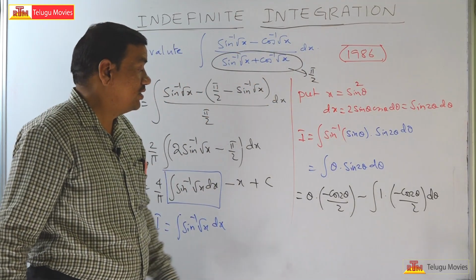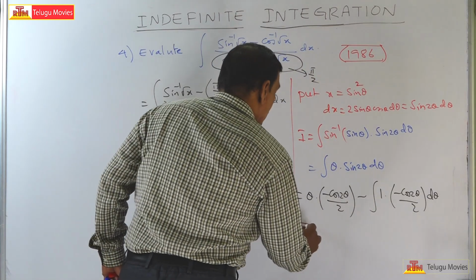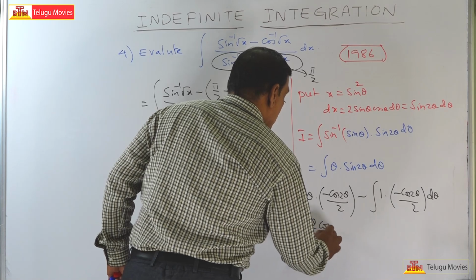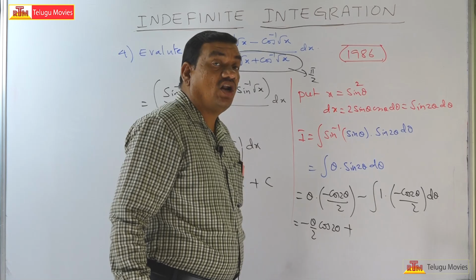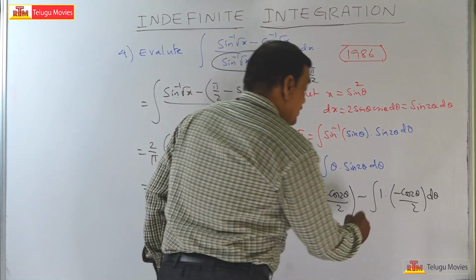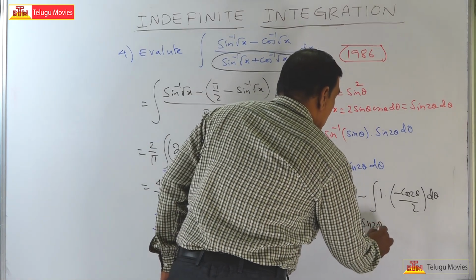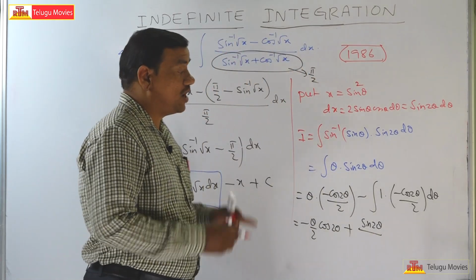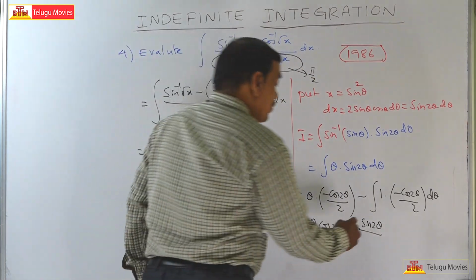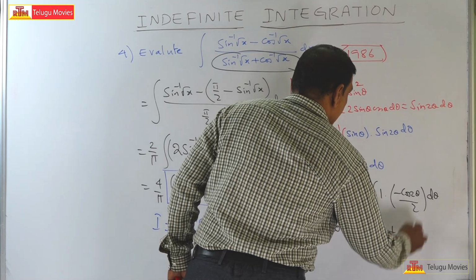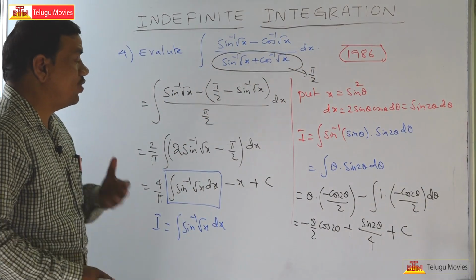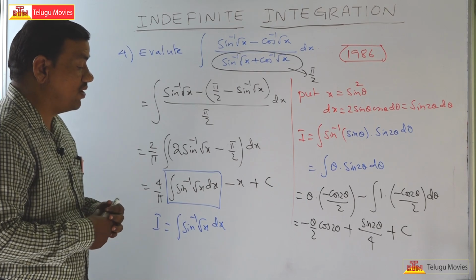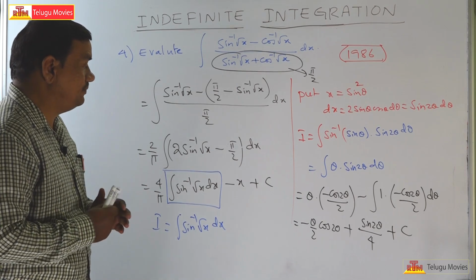Okay now, so this is equal to minus theta by 2 cos 2 theta, minus into minus plus integral of cos 2 theta, which gives sin 2 theta by 2, already denominator 2 is there, so 4, plus c. Understand this? Plus c. Is the problem over? No, we have to simplify this problem once again.